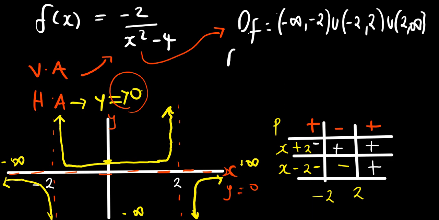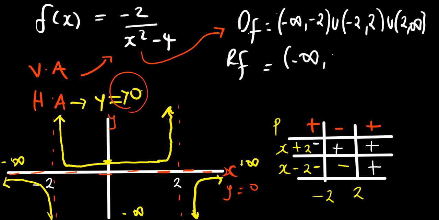Your range in this case, you're able to see that this graph is moving in this direction. So what will be your range? Your range is starting from negative infinity, but we are saying the horizontal asymptote is y equals 0, right? So in this case you are ending at 0.